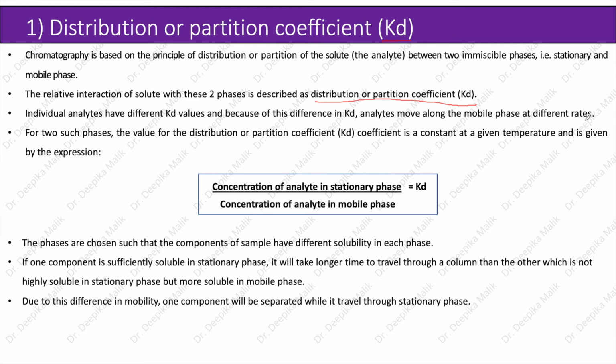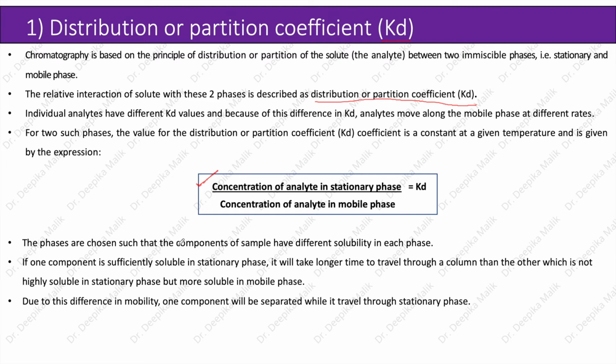For two such phases, that is stationary and mobile phase, the value for the distribution or partition coefficient is a constant at a given temperature and is given by the expression: concentration of analyte in stationary phase divided by the concentration of analyte in mobile phase.